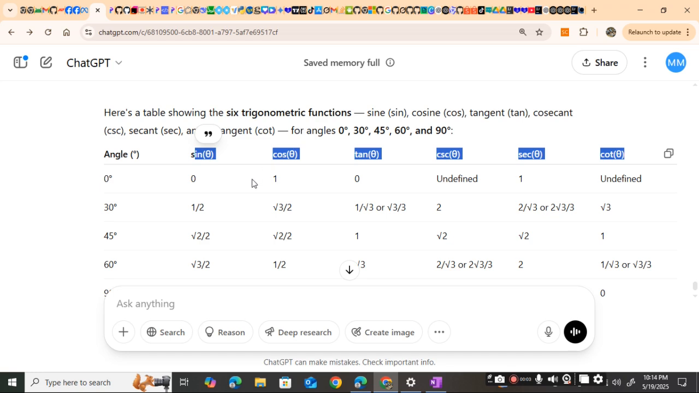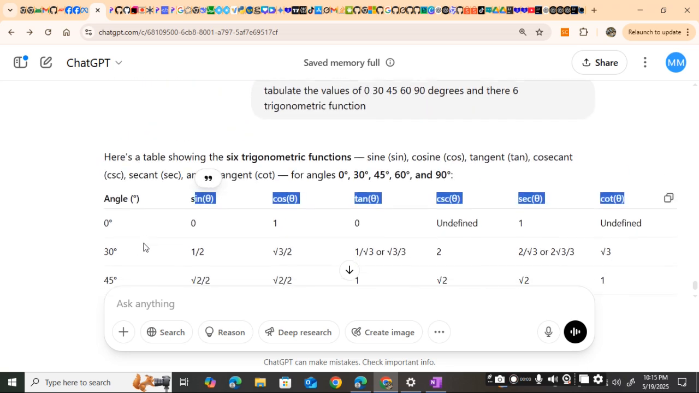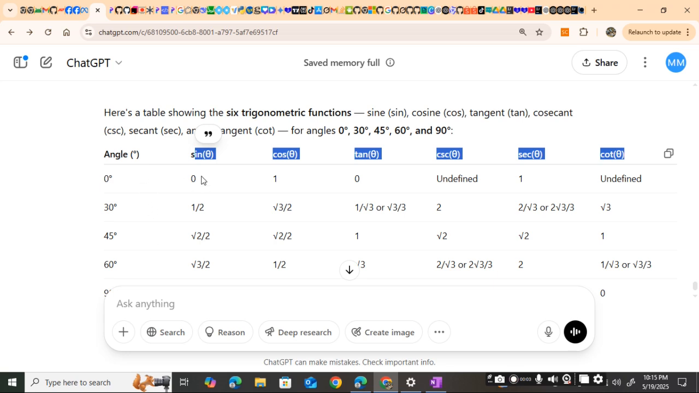Now in this video, I would like to show an example of special angles, namely 0, 30, 45 degrees, 60 degrees, and 90 degrees, and their corresponding values in the 6 trigonometric functions. Now ChatGPT has tabulated it for us. We have the angles in the first column, and the corresponding values of these angles in the 6 trigonometric functions.